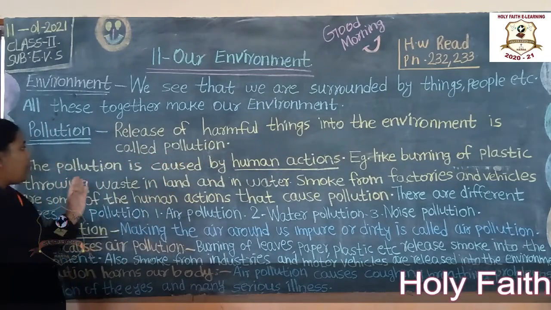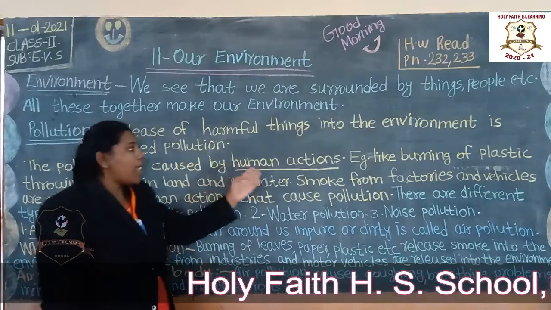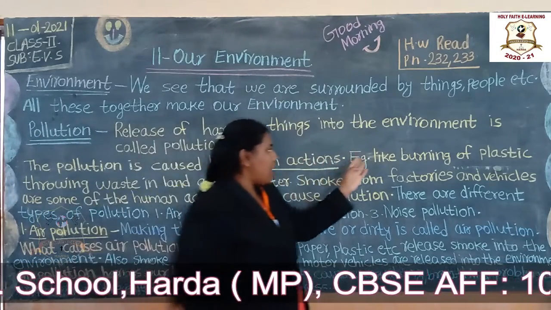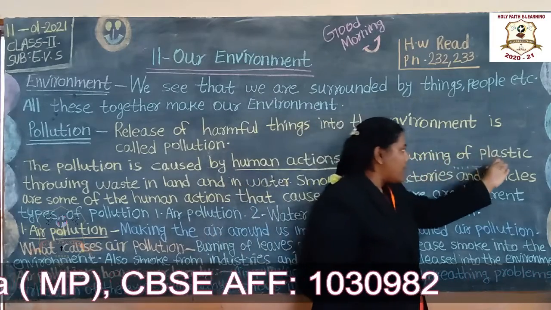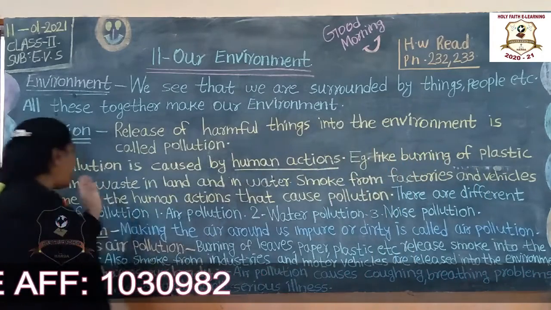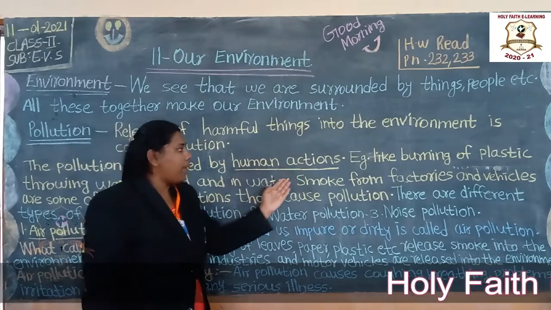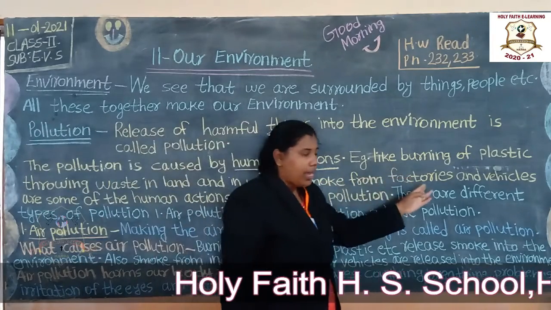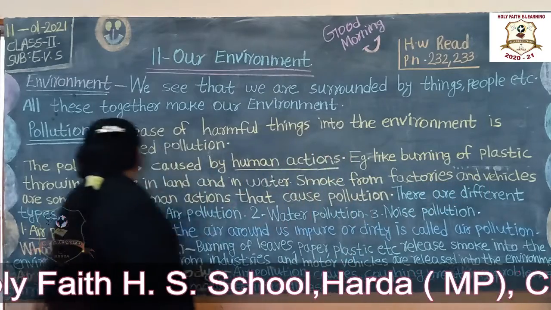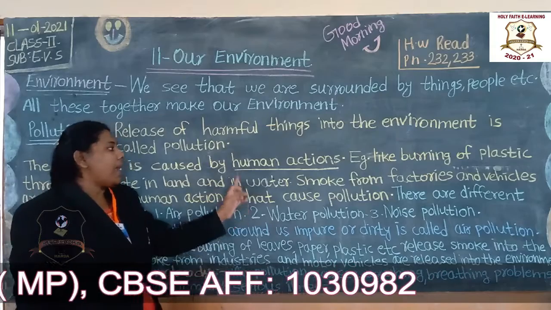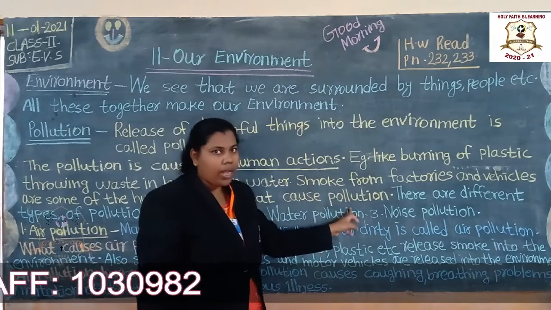Next, the pollution is caused by human actions. Now, what is human action? Examples like burning of plastic, throwing waste in land and in water. Smoke from factories and vehicles are some of the human actions that cause pollution.